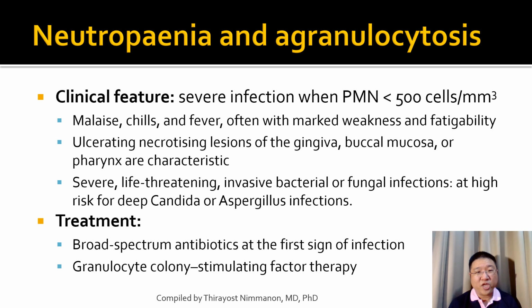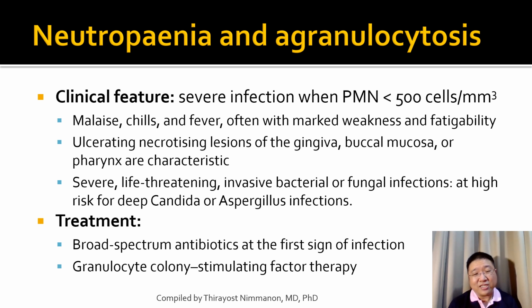In patients with leukopenia, severe infection may occur when the neutrophils are less than 500 cells per cubic millimeter. The patients may have malaise, chills, and fever, often with marked weakness and fatigability. In some cases, characteristic lesions may be seen. The patients may have ulcerating necrotizing lesions of the gingiva, buccal mucosa, or the pharynx.